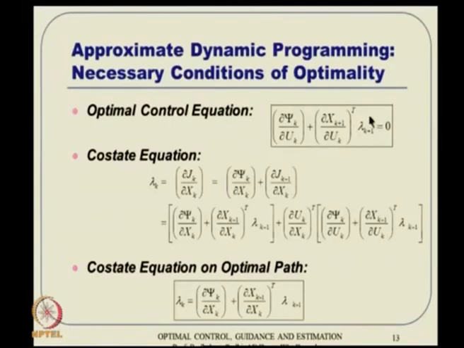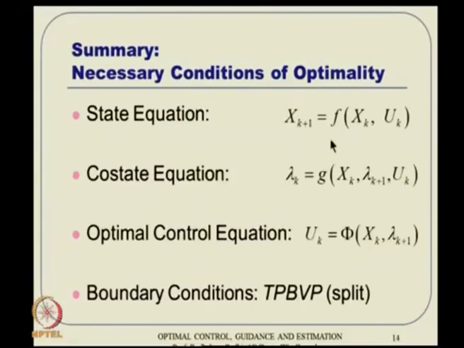Now remember, lambda k plus 1 is coming in here. Similarly, the co-state equation, if you analyze, turns out to be a long expression, but on the optimal path this term is 0, so we end up with only that. So this is the co-state equation on the optimal path. Essentially we end up again with the state equation, co-state equation, optimal control equation, and boundary condition. So even though we started with dynamic programming ideas, we ended up with the Hamiltonian formulation of necessary conditions, with the state, co-state and optimal control equations.